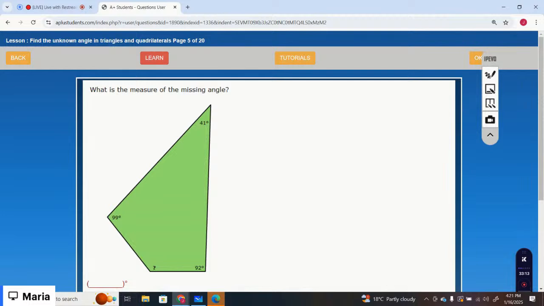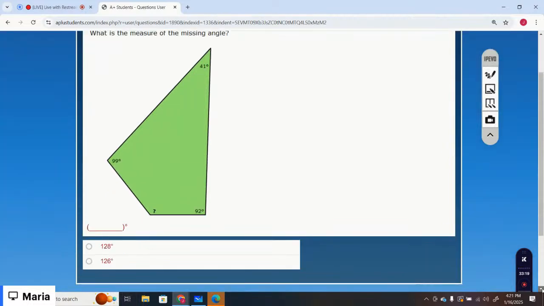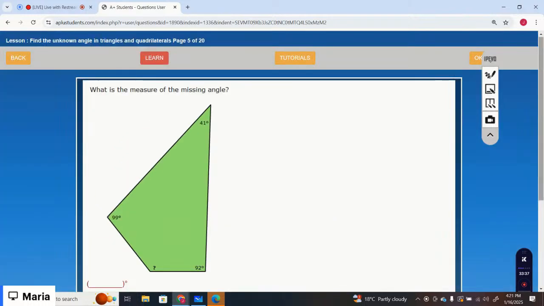What is the measure of the missing angle? Again, that is a four-sided shape. So the sum of all the angles must be 360. Let's just add them. That is 41 plus 99 plus 92, that is 232, and 360 minus 232 is 128. Option number 1 is the correct option. Okay, you can complete the lesson by yourself later today. Let me just move on to the next lesson.